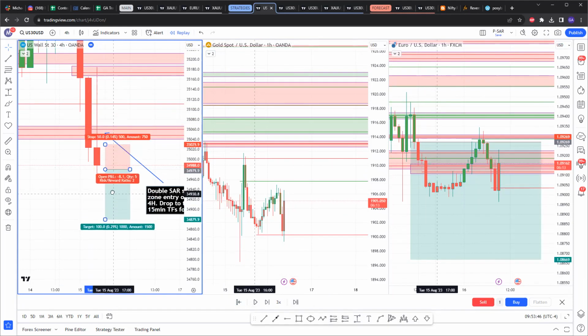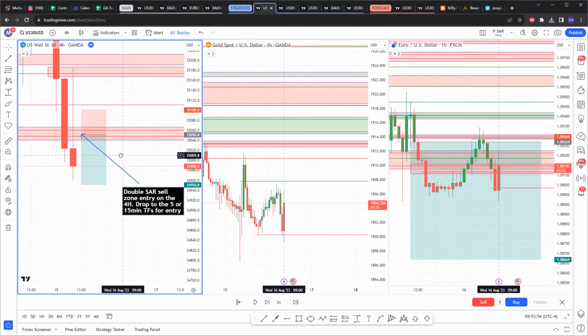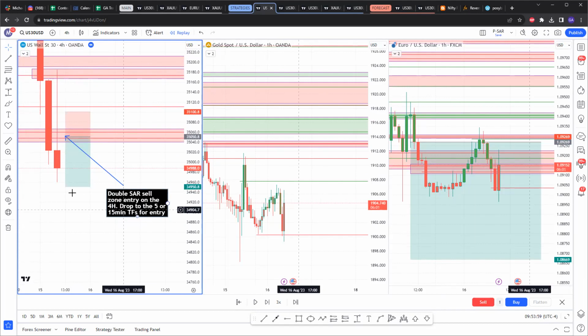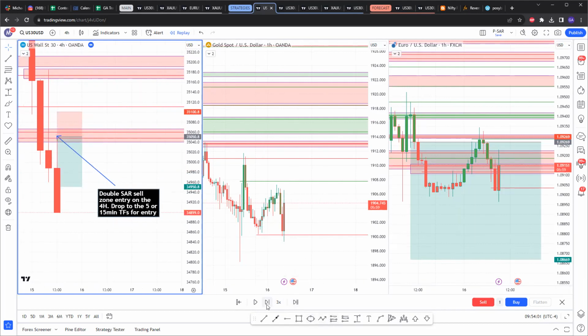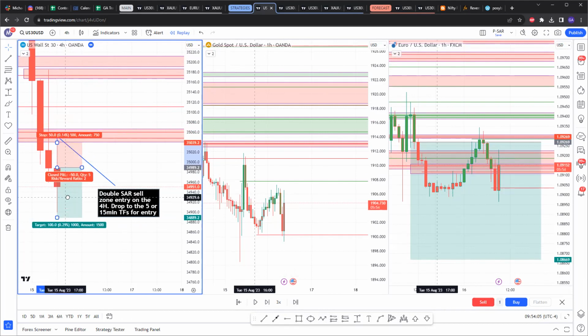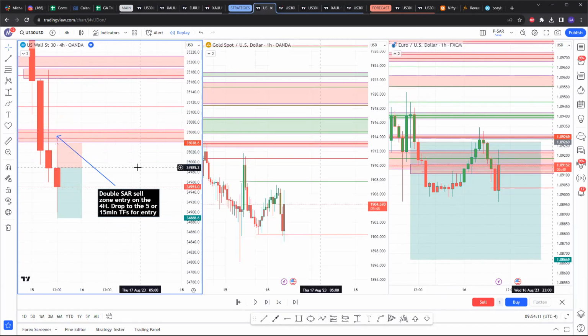And I did mention that if this 4-hour candle closed somewhere below here, I wouldn't enter on impulse, but I would wait for price to retrace back to this zone, and then I would drop to the 5-minute or 15-minute and look for a 5 or 15-minute SAR. You can see the 4-hour closed all the way here. So if you entered on impulse using a 30 pip stop, you could have gotten stopped out. I think this was a 50 pip stop, you could have gotten stopped out.